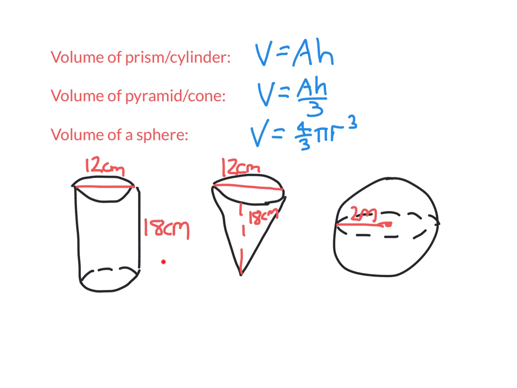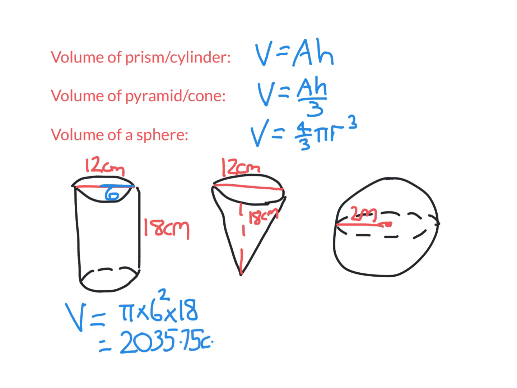So let's start here. This is a cylinder. So to find the volume of it, we are going to find the area of its base. So if its diameter is 12, its radius is 6. The area of its base is pi times radius squared, and the volume is area of base times the height of the cylinder. So if I put that in my calculator, I'm going to give the answer to 2 decimal places. It's 2,035.75 centimeters cubed.